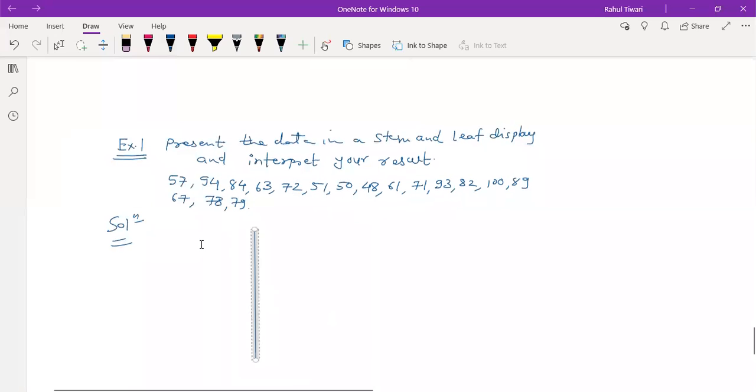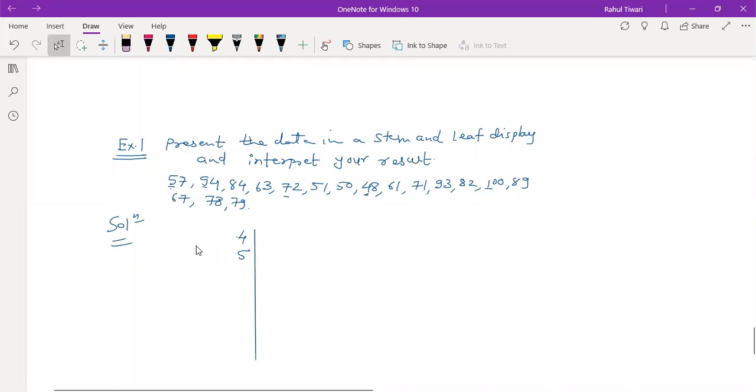Okay. And if you see everywhere: 5, 9, 8, 6, 7, 5. So if you look at every first digit, what is the smallest digit? 4. And what is the largest digit? 10. So first you write down 4, 5.